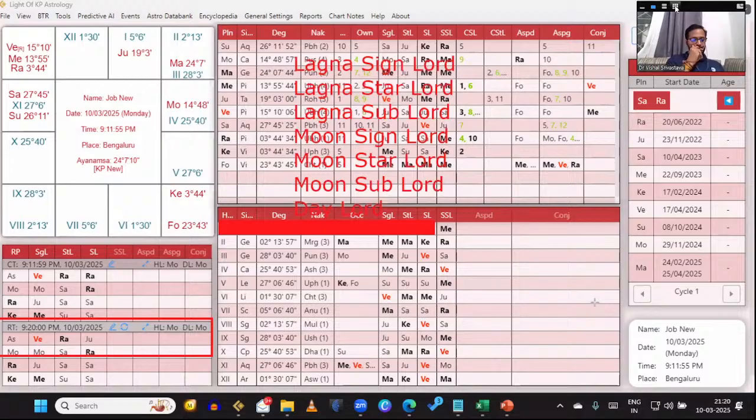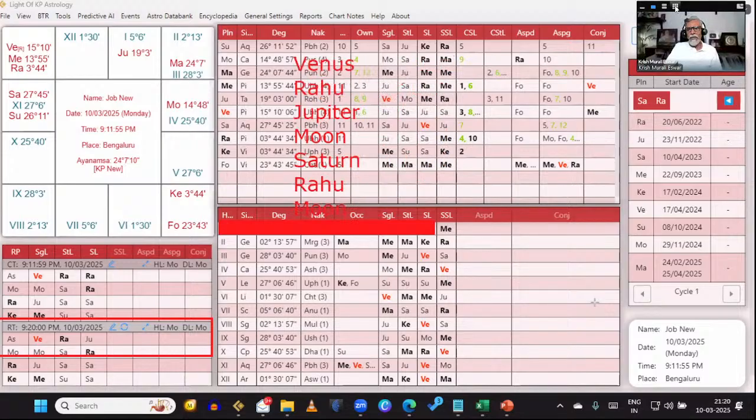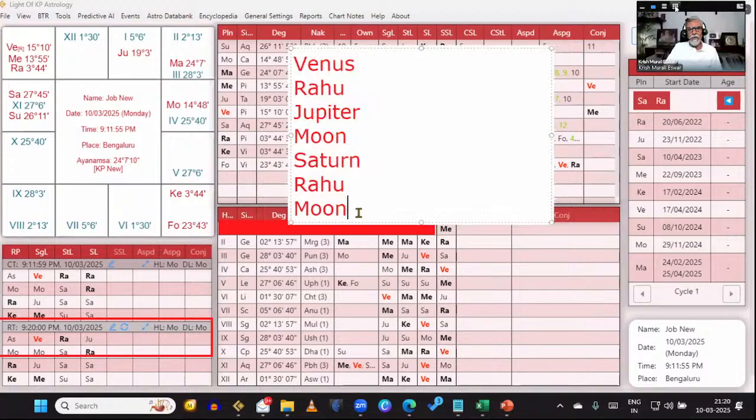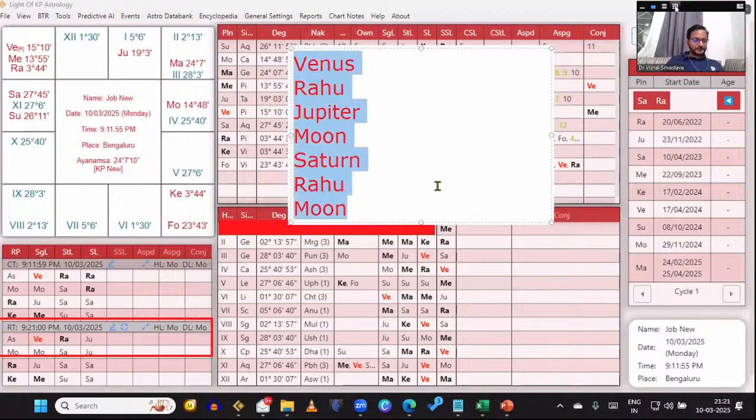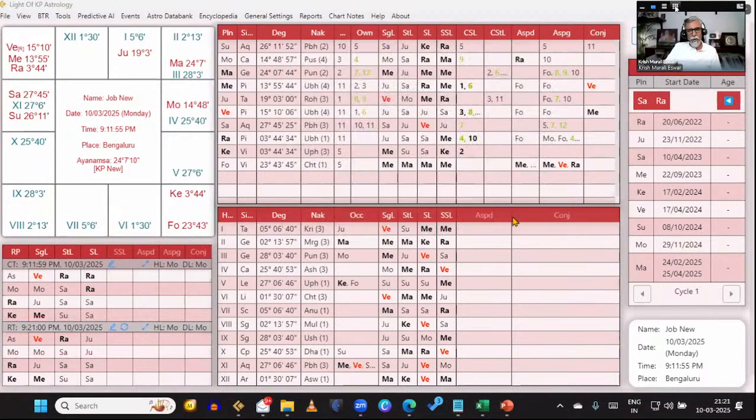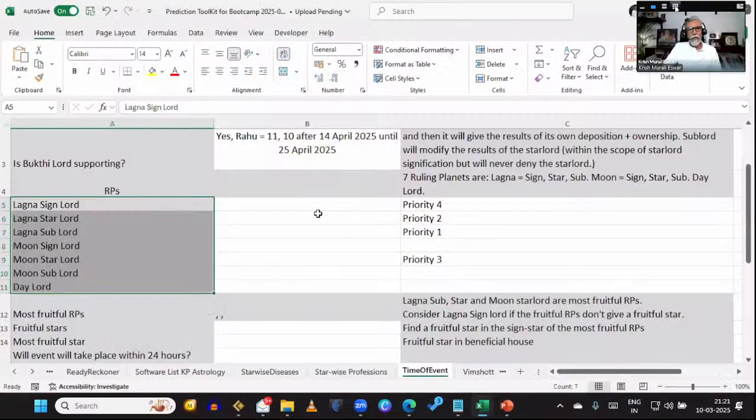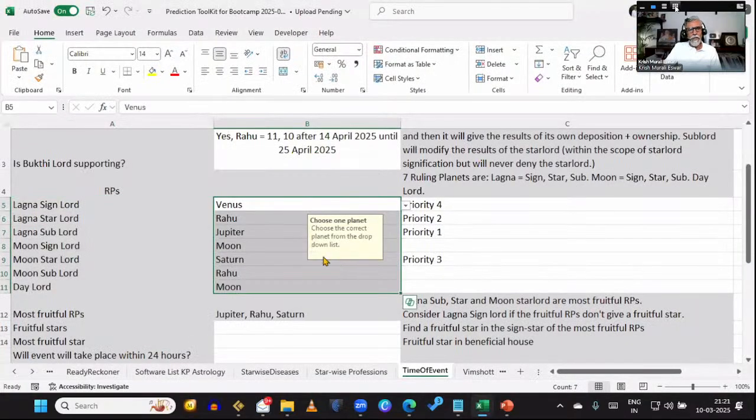So what if it is not given? You can still go and take it. Today is Monday. Which planet rules Monday? Moon. Moon day. Somvara, we say. Soma means moon.